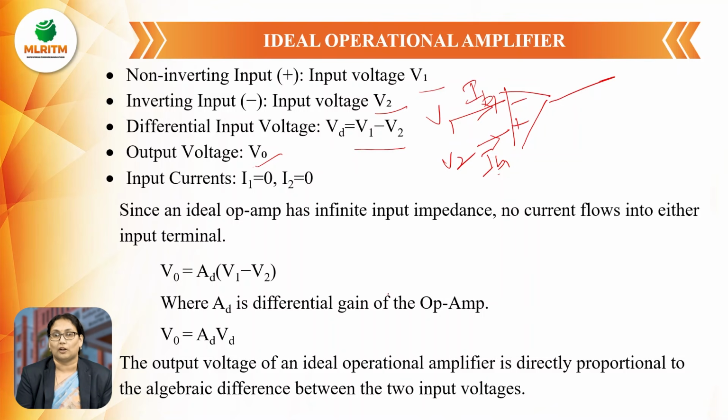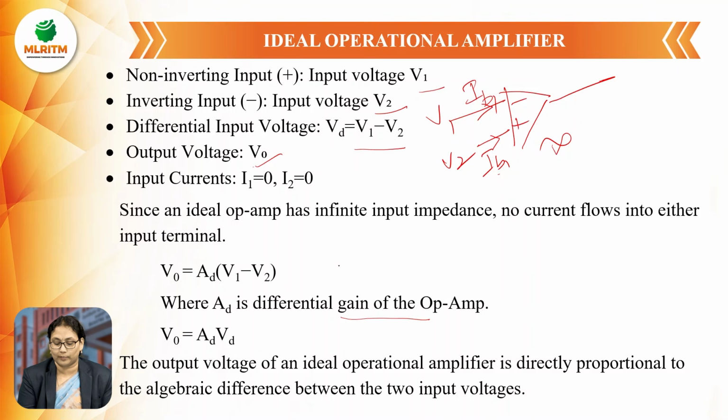Why? Because the operational amplifier has high input impedance. So for an ideal operational amplifier, the resistance value is infinity. So there will be no entering currents. So IB1, IB2 both are zero. Therefore, V0 is the output voltage and is given by AD into V1 minus V2, where AD is the differential gain of the operational amplifier.